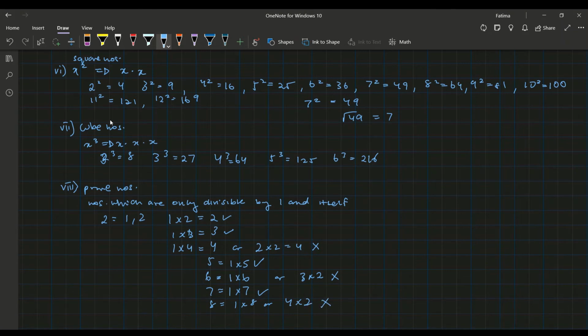Now, one question to think about is whether 1 is a prime number. I suggest pausing and thinking about it for a bit and then checking out the answer. So I hope you try thinking about it.